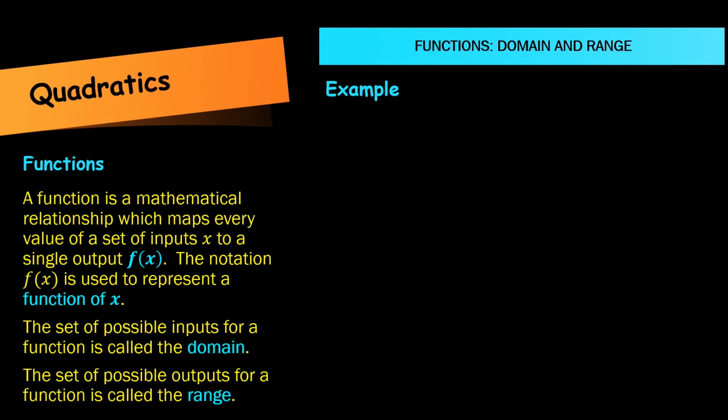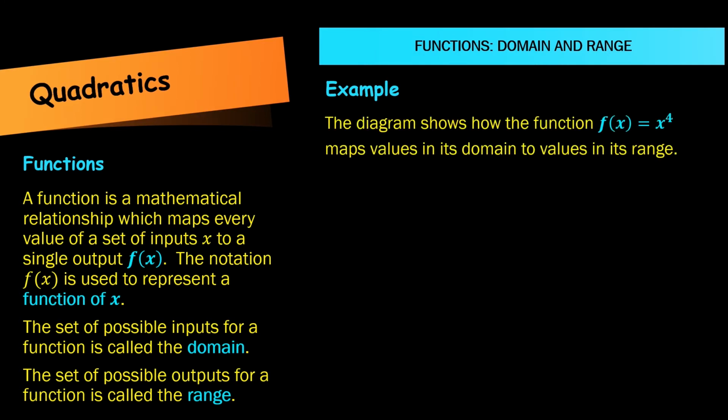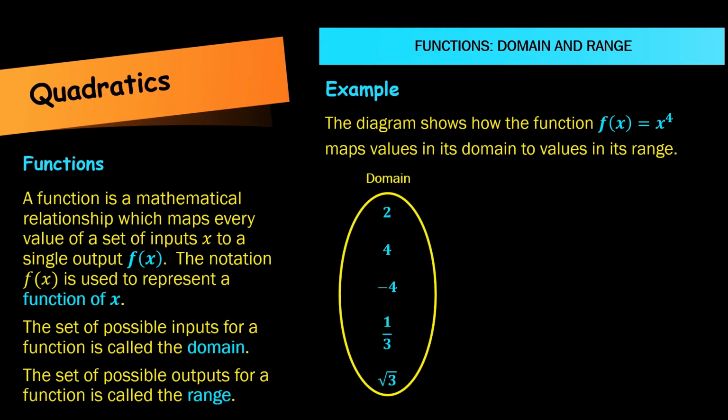Let's take a look at an example. The diagram will show how the function f of x equals x to the 4 maps values in its domain to values in its range. So suppose the domain consists of values 2, 4, minus 4, a third, and root 3. These all get mapped into the range.